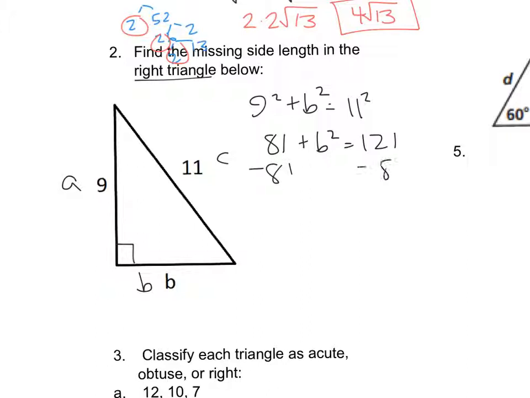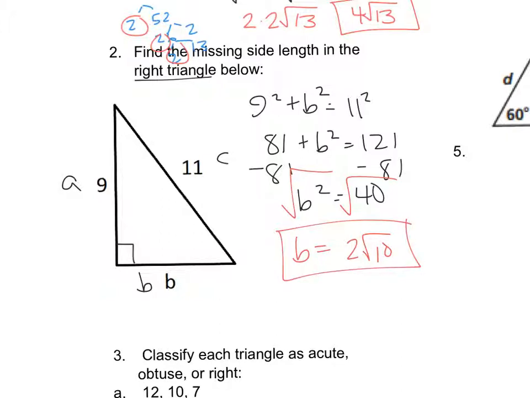Subtract 81. B squared equals 40. And then take the square root. So B equals 2 root 10. When you break this down, always break down your roots to simplify your roots.